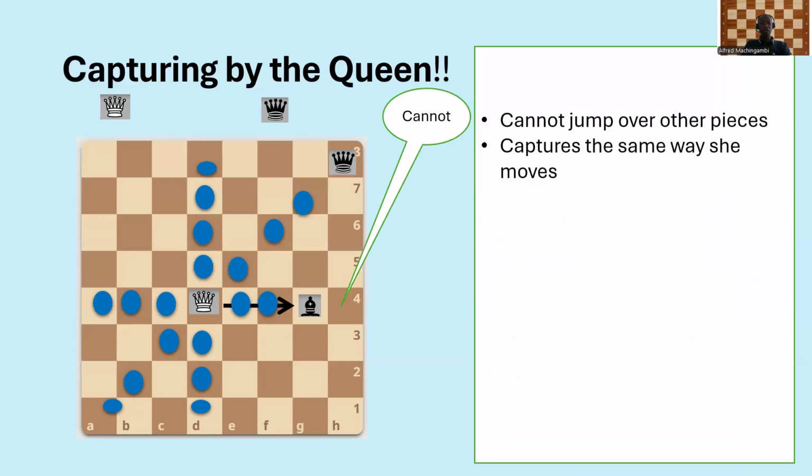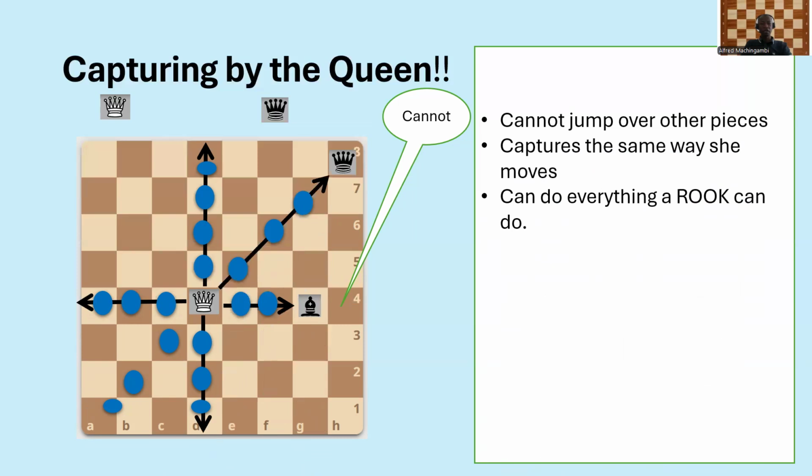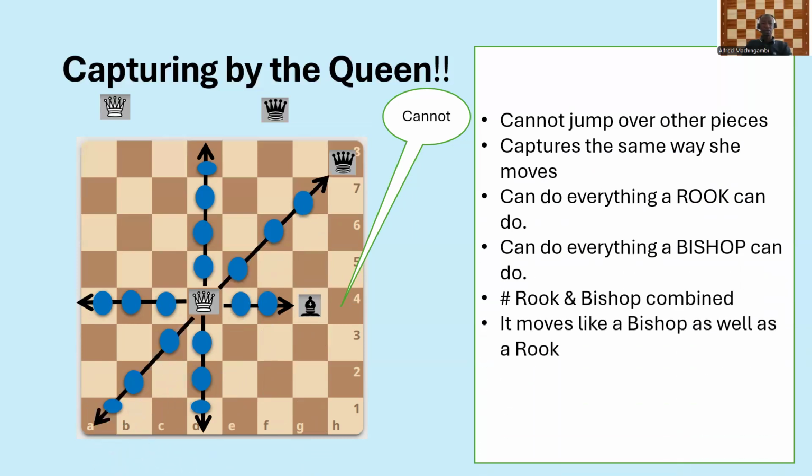Let's move on. As I've already indicated, it captures the same way it moves. So if it's there, it can capture the bishop on G4. Then it can also move forwards, as I've already previously indicated. So it moves that way and also sideways. It can do everything a rook can do, as we have already indicated, and also what the bishop can do. As you can see there, all these components, we have already highlighted them.